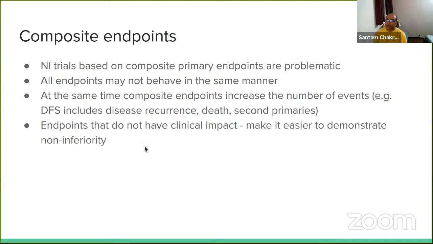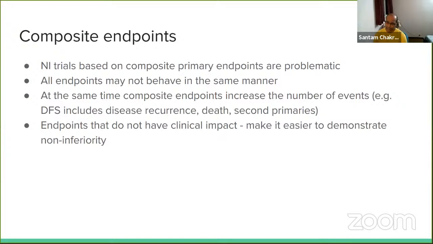The next thing that you have to see is whether this non-inferiority margin has been proposed for a single endpoint or a composite endpoint. I'm not going to talk about surrogate endpoints that has been dealt in details by Dr. Malik, but composite endpoints are a problematic issue when you are doing non-inferiority trials. The reason is that all events in the endpoints may not behave in the same manner.